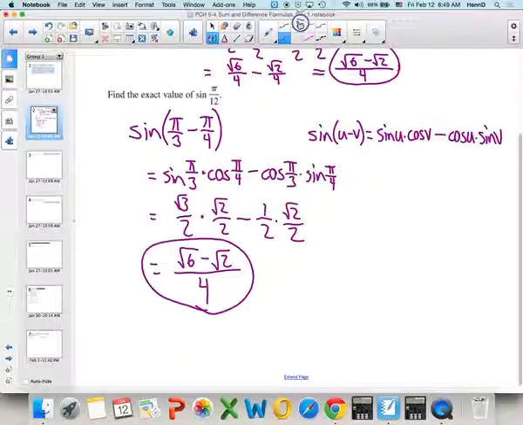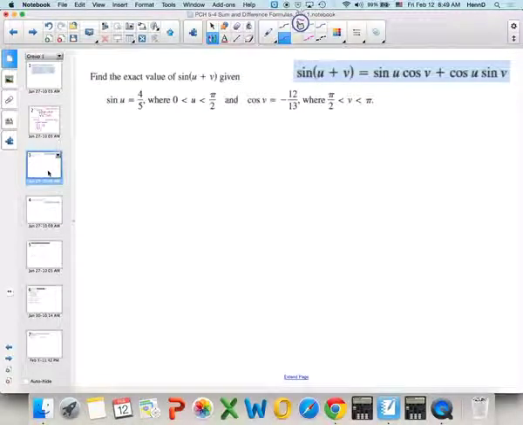Okay, so does that make sense using the formula? Alright? The radian ones can be tricky, but just think common denominator. That'll help you get the right reference angles. Okay? Alright, let's try another one here.